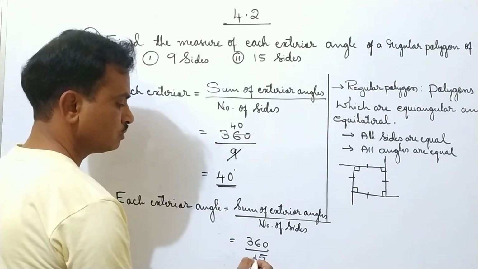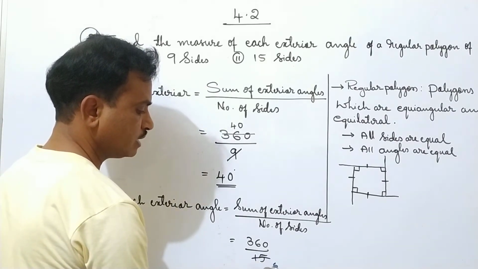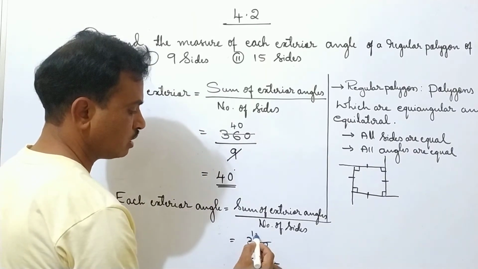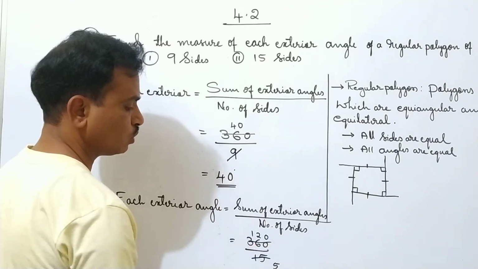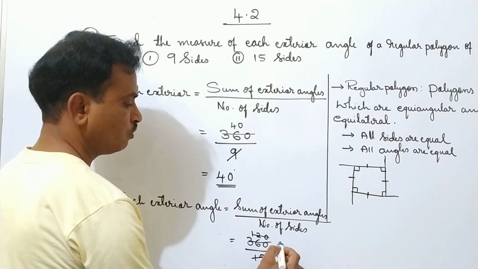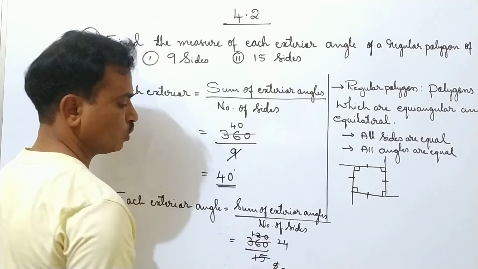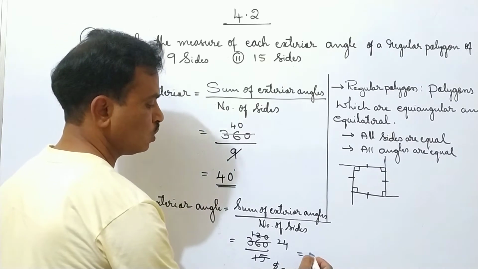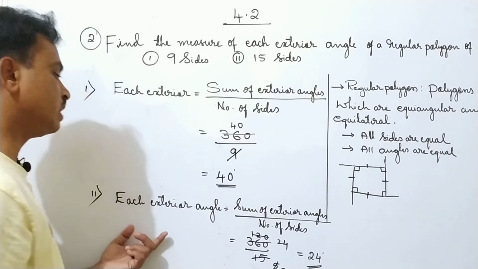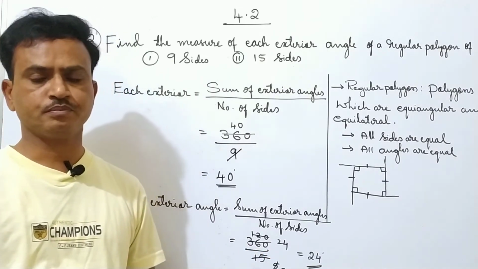Now reduce it. 5 table or 3 we will take here. 3 fives are 15. Next, 3 ones are 3, 3 twos are 6, then 0. 5 ones are 5, 5 twos are 10, 2 remainder, 5 fours are 20. So this is equal to 24 degrees. That means each exterior angle is equal to 24 degrees.